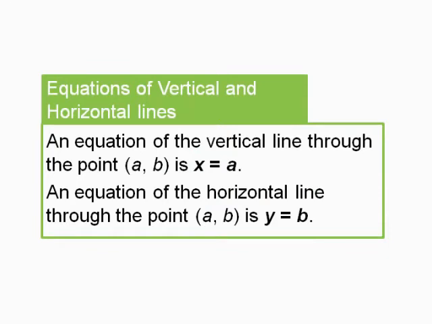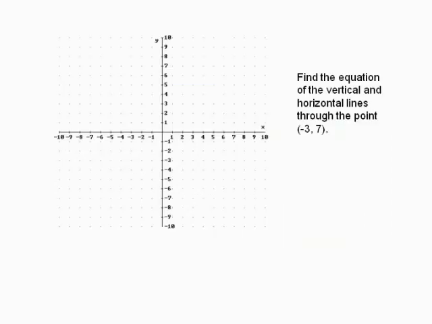It's vertical and horizontal line time, ladies and gentlemen. An equation of a vertical line through the point (a, b) is x = a. Now this is how the book presents it. An equation of the horizontal line through the point (a, b) is y = b. Or actually, it's how most books present it. I know what some of you are thinking: that makes absolutely no sense. So let's show you what we mean by this.